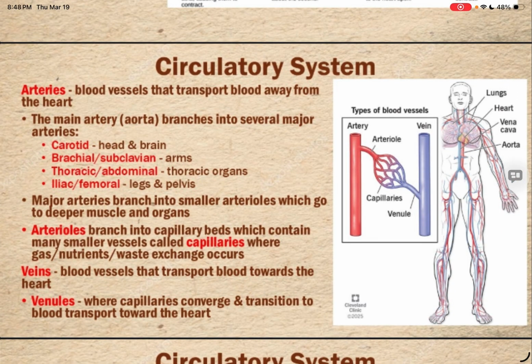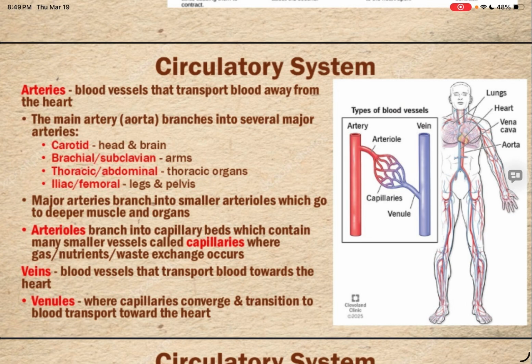Our arteries are the blood vessels that carry blood away from the heart. We're transporting blood away. The main artery is the aorta, which then branches into several major arteries: the carotid, which is the head and brain, the brachial or subclavian to arms, thoracic or abdominal, which is your thoracic organs, and then your iliac or femoral, which are your legs and pelvis.